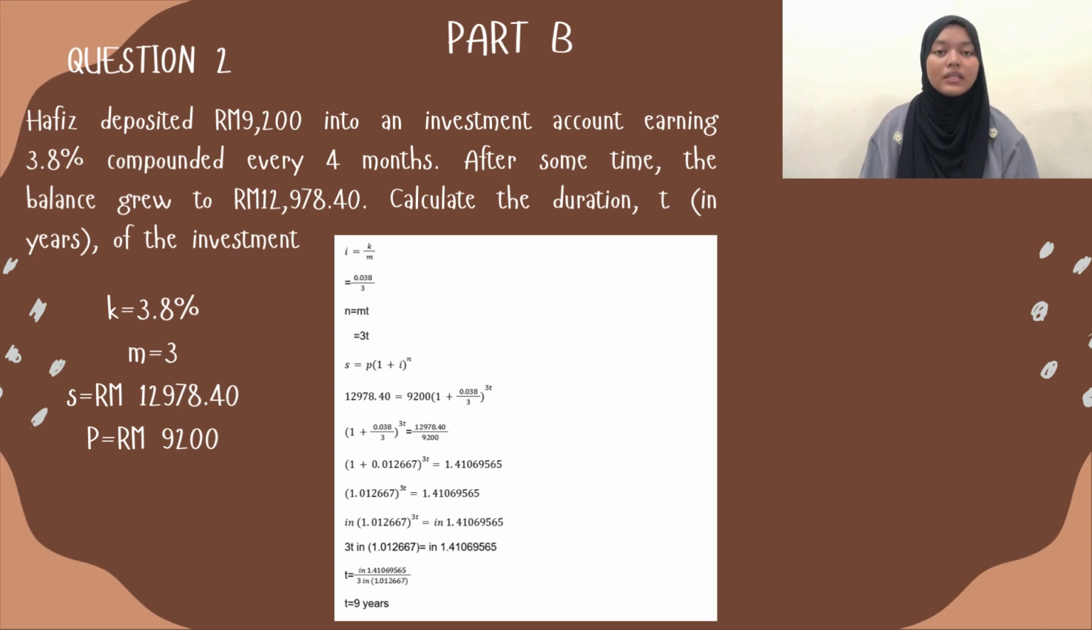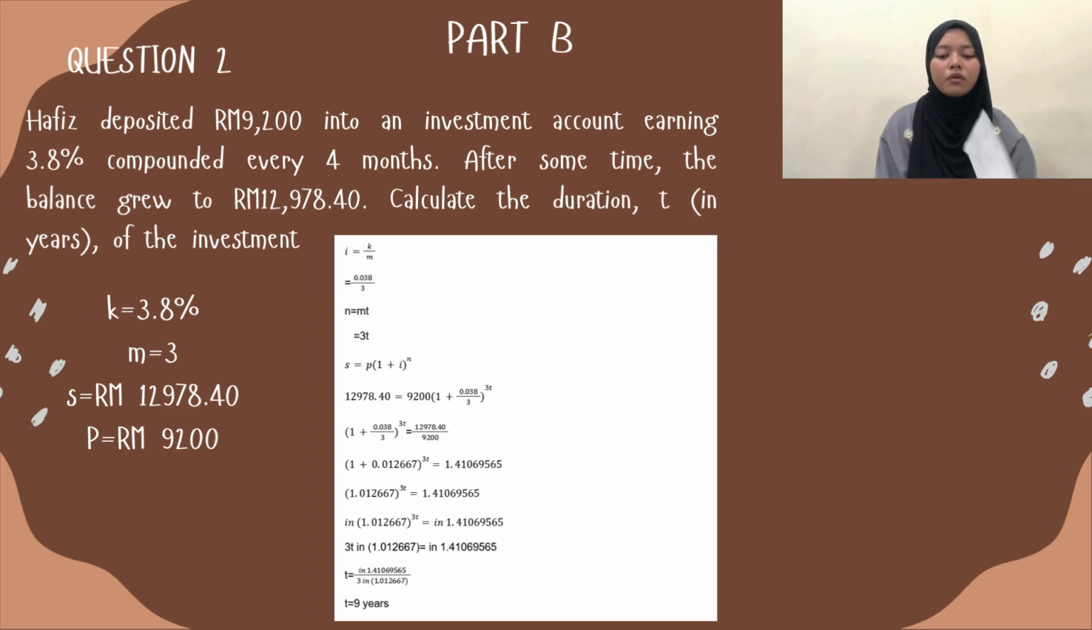We will use the compound interest formula. S equals P in bracket 1 plus I end of bracket to the power of N. So 12,978.40 equals 9,200 in bracket 1 plus 0.038 per 3 end of bracket to the power of 3 times T. We will do a movement, so it will be bracket 1 plus 0.038 per 3 end of bracket to the power of 3 times T equals 12,978.40 per 9,200. So we will solve this.